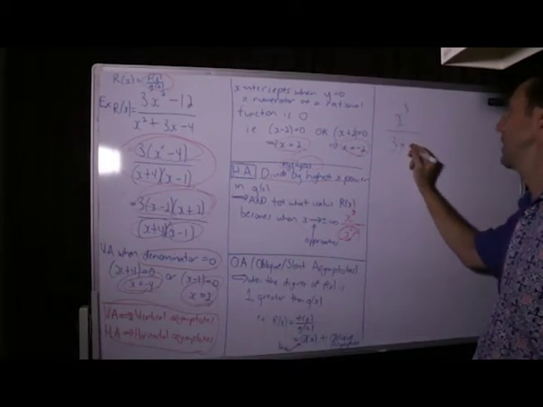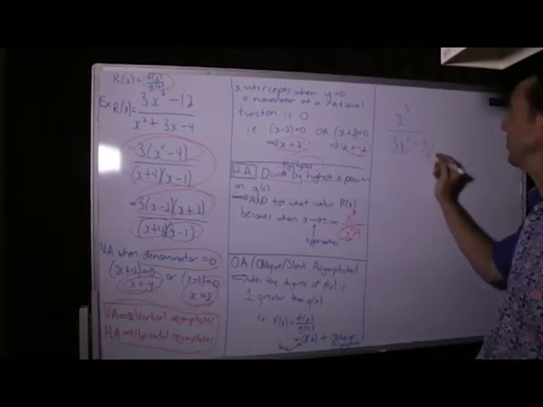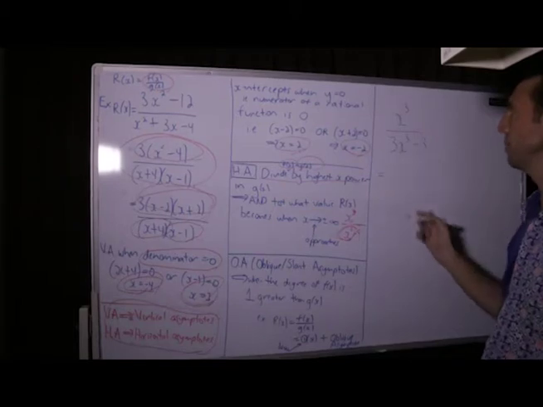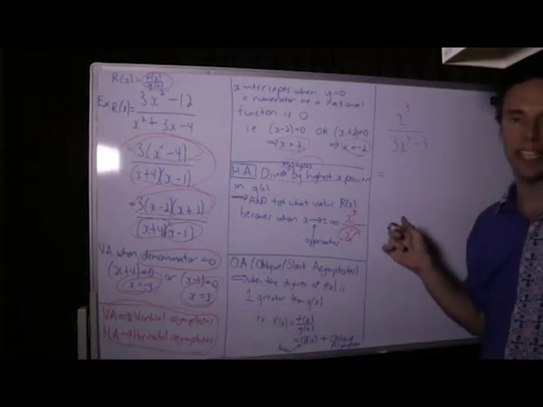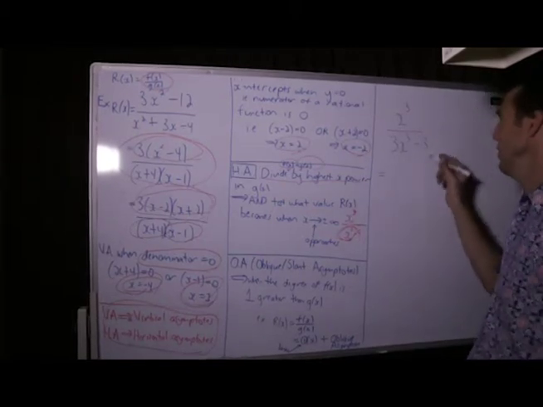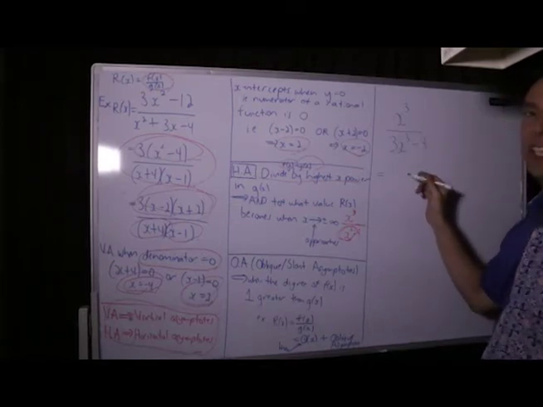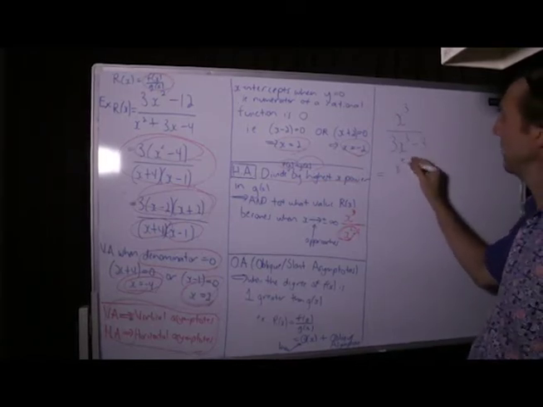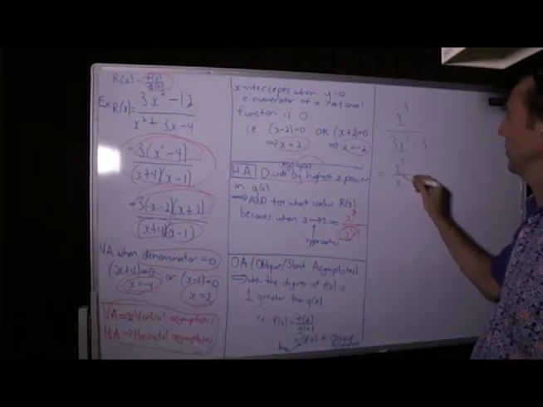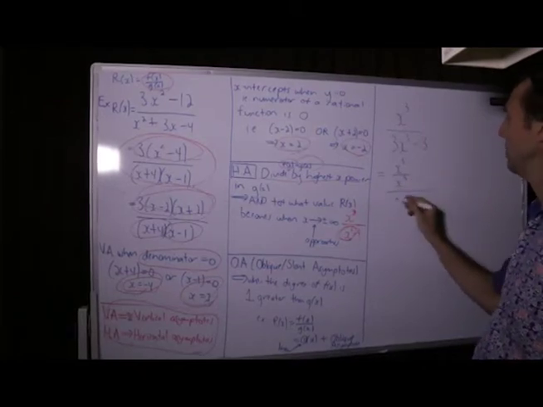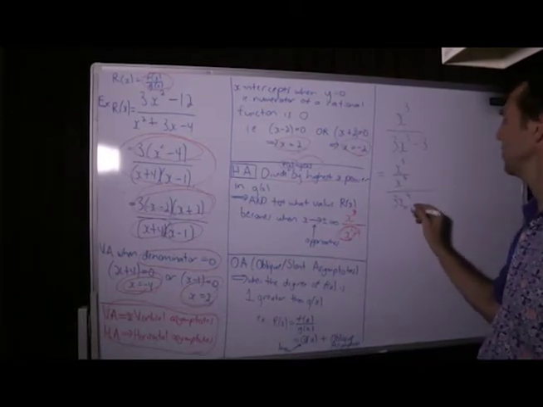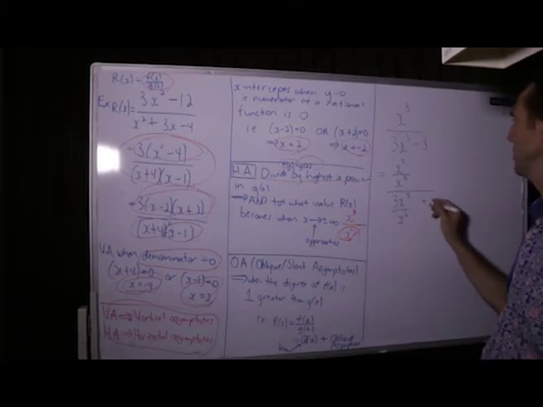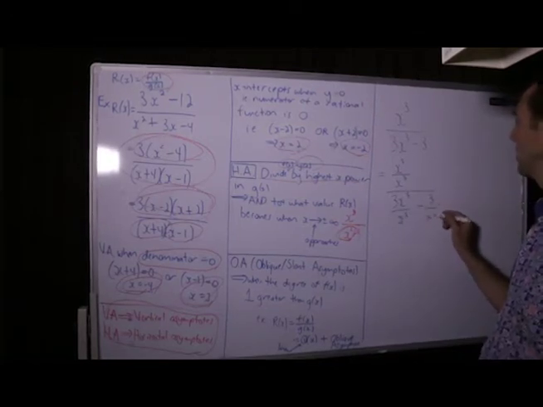Okay, so we'll either have f of x and g of x with the same power, for example x cubed over 3x cubed minus 3. Then we divide by the highest power in the denominator. So we'll divide the top and the bottom by x cubed, which will give us x cubed over x cubed divided by 3x cubed over x cubed minus 3 over x cubed.